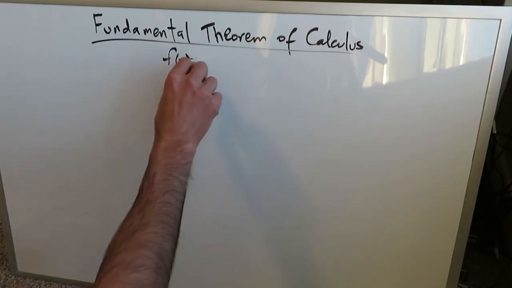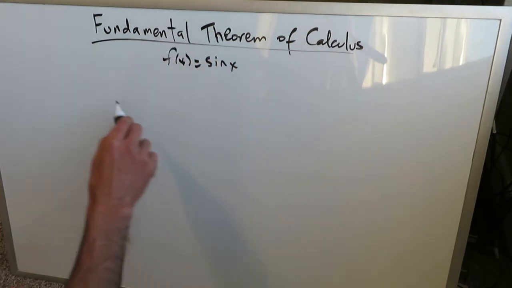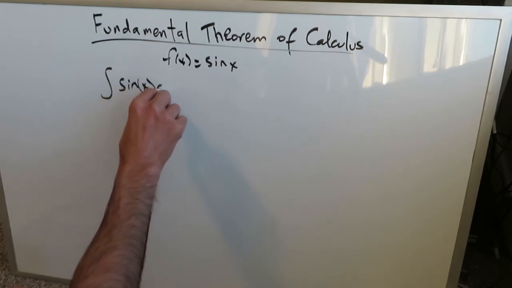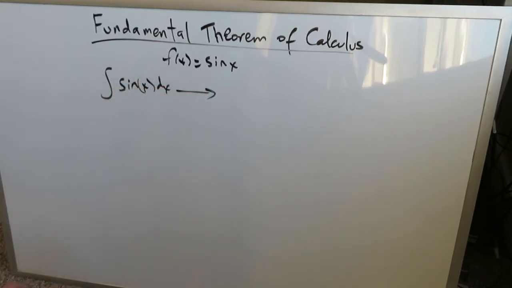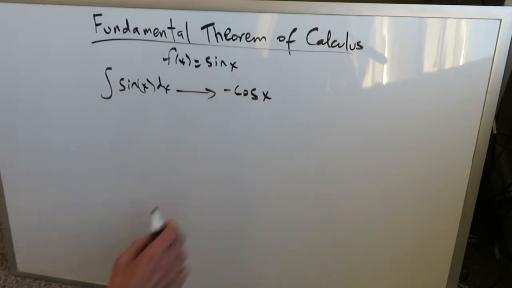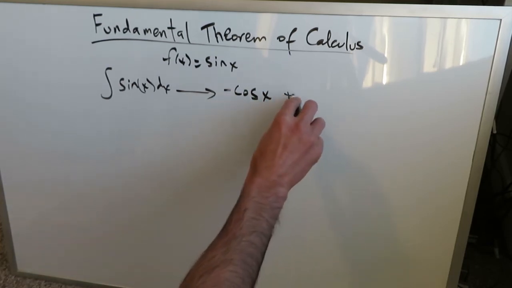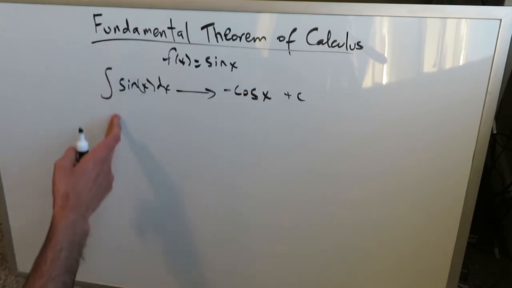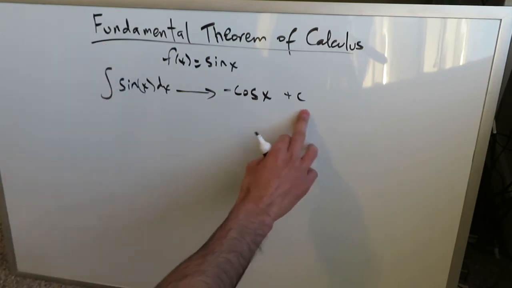If your original function is sine x, and you're asked to take the integral of sine x, you know you're going to end up getting an antiderivative. If you knew the rules of how you integrate these types of functions, you would get minus cosine x, plus c, the constant of integration. Don't worry too much about this yet, because we have no definite integral. We end up with this for completeness' sake.